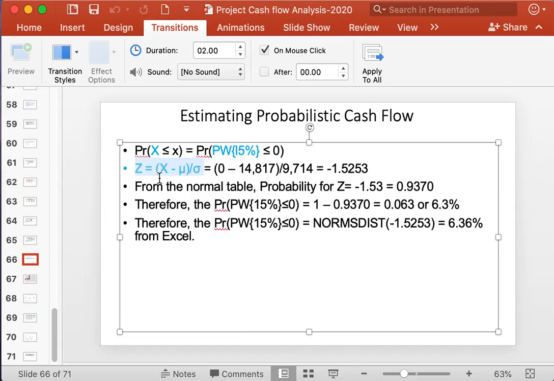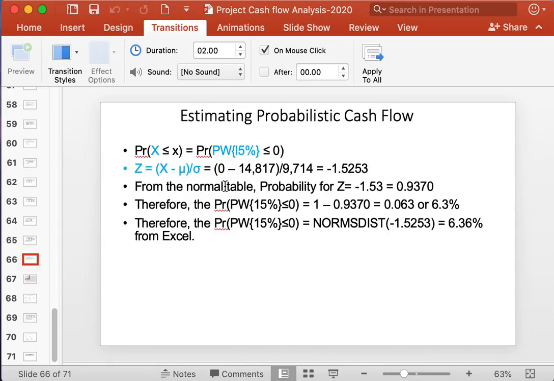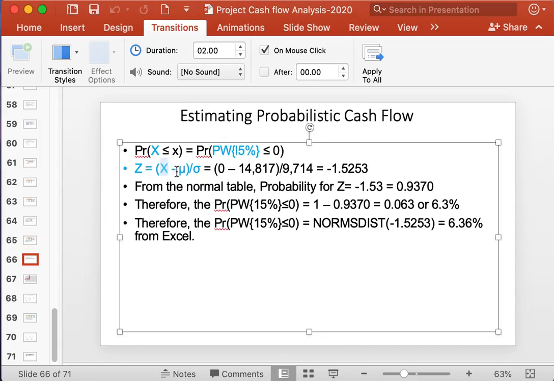Z is equal to x minus mu, which is the mean, whole thing divided by the standard deviation. The standard deviation is nothing but the square root of the variance. Okay, after you calculate the variance using this formula, then you take the square root of the value that you get here, and then you get the standard deviation. So what is the probability of given present worth x? That is what we are trying to find out.